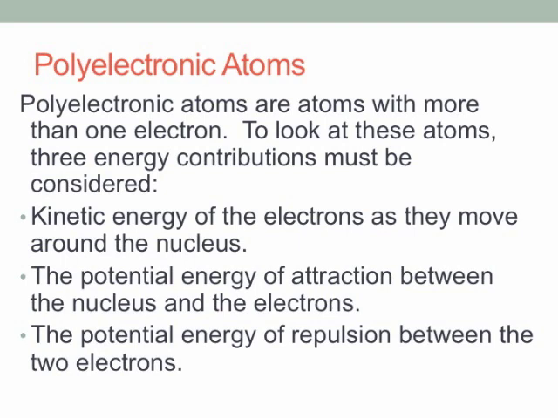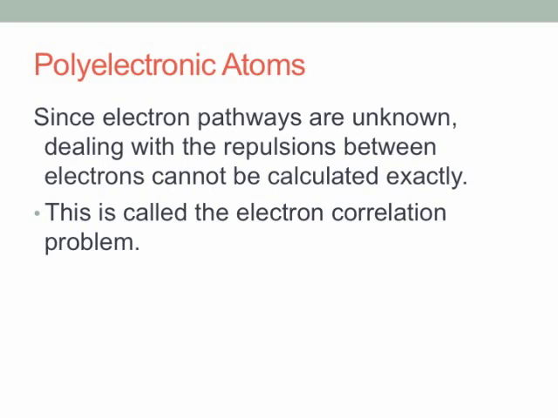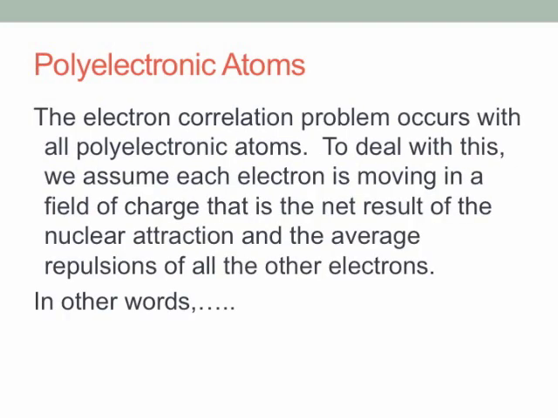So these are all three forces and interactions that are going on all at the same time in any polyelectronic atom. In addition to having these forces, we don't know the electron pathways. So dealing with the repulsions between the electrons can't really be calculated exactly. And this is what we call the electron correlation problem. The electron correlation problem occurs with all polyelectronic atoms.